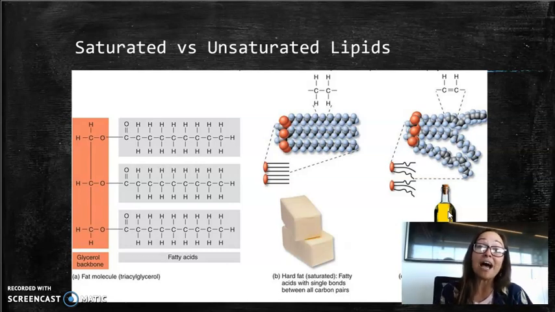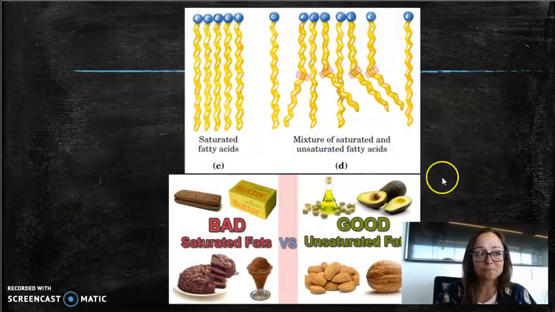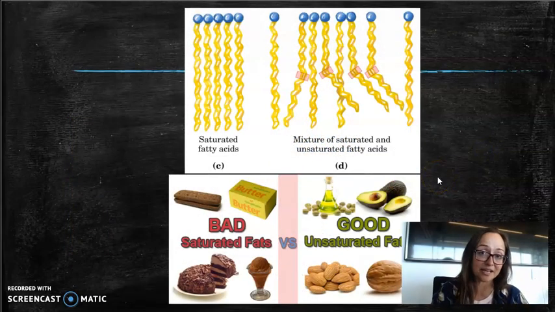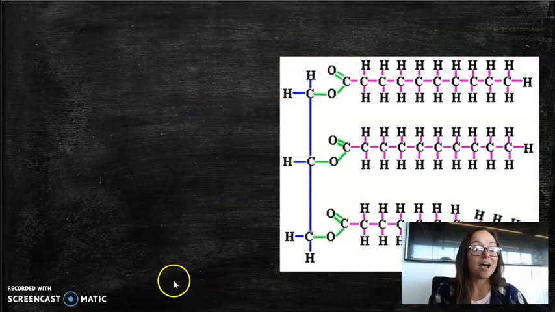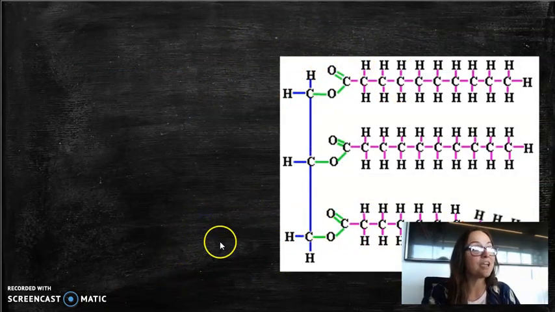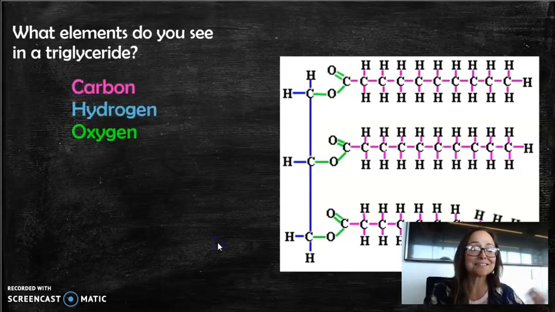And then you have your unsaturated fats. Those are your healthy fats. Those are your oils that stay liquid at room temperature. So you have bad fats, which are saturated, and you have good fats, which are liquid at room temperature. So when I look at this triglyceride, I want you to take a minute and look and see what kind of elements you see in it. Yes, carbon, hydrogen, and oxygen.